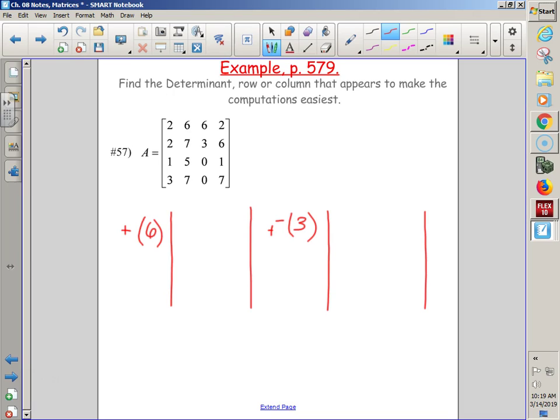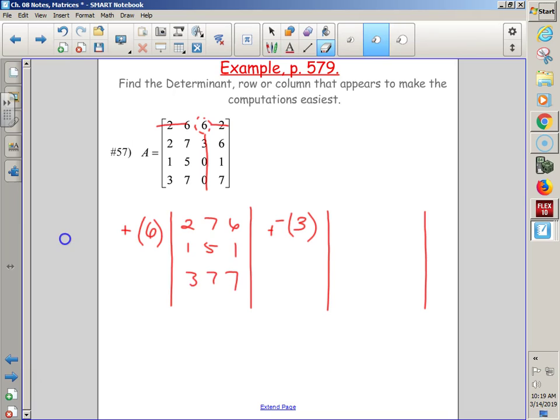Uh-oh, but why am I making these bigger? Oh. You guys see it? To do the determinant of a 4 by 4, you're going to have 4 3 by 3s. Oh, whew, this one's only 2, but they're still 3 by 3s. So I have 2 7 6 and 1 5 1 and 3 7 7. And if I was to do the 3, I would have 2 6 2, 2 7 no, that's the one that's crossed off. 1 5 1.